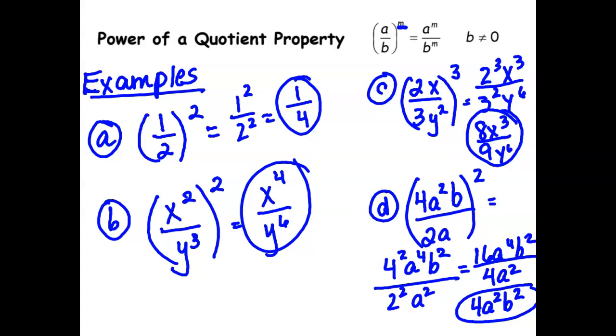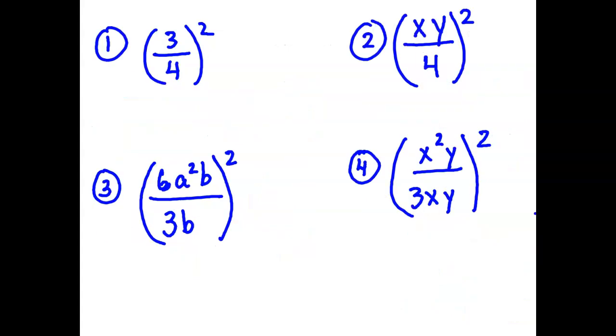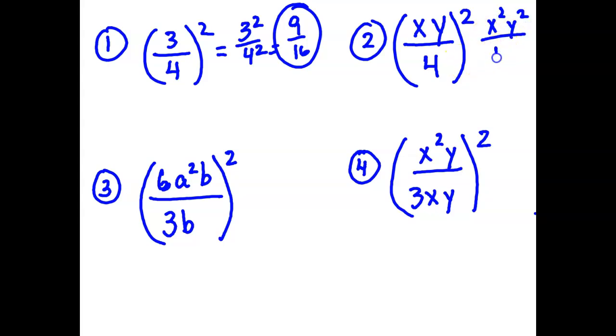Okay, so go ahead and try the next 4 problems, okay, and then come back. All right, this would be 3 squared over 4 squared, which would be 9/16. Okay, number 2 would be x squared y squared divided by 4 squared, which would be 16.